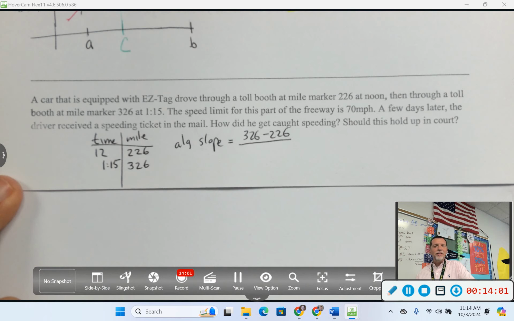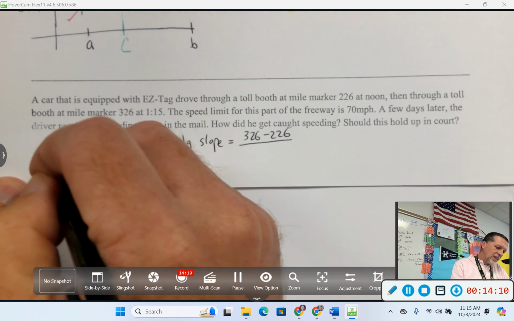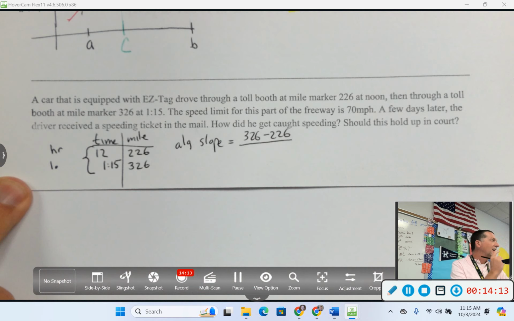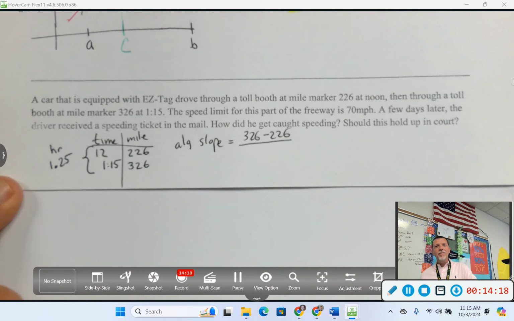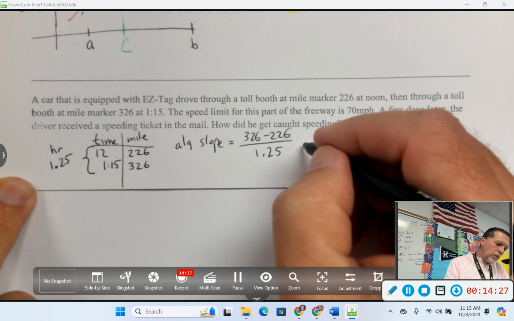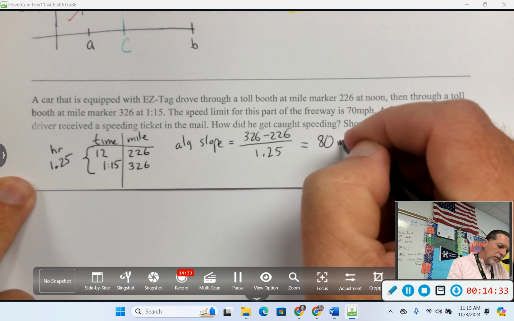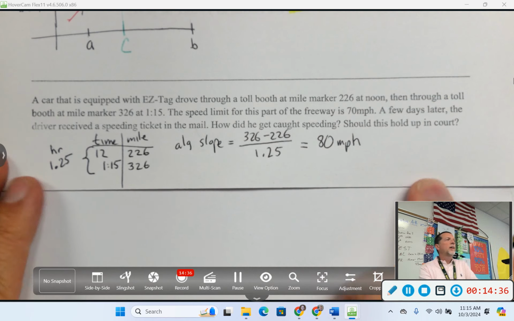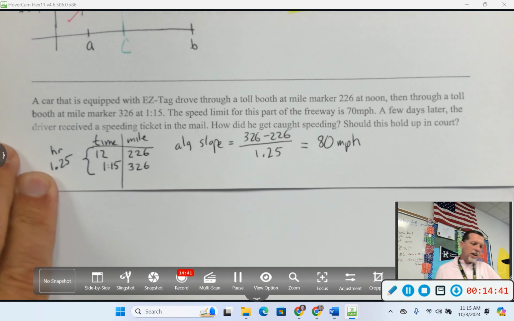I don't really want to do 1:15 p.m. minus noon. That doesn't make much sense. What's that time difference in hours? 1.25. Right? 15 minutes is a fourth of an hour. So this guy made 100 miles in 1.25 hours, and if you don't have a calculator or don't want to do the math, that's 80 miles per hour. So you're thinking, well, that's not terrible, but it's definitely above 70. So how did he get caught speeding?